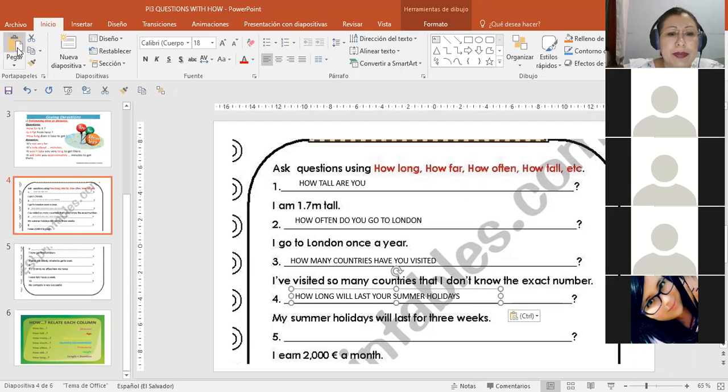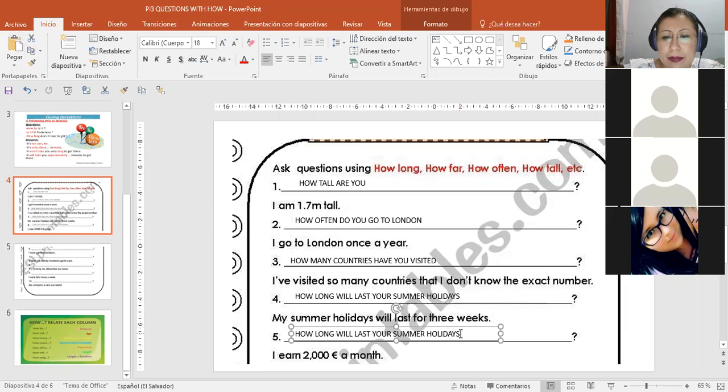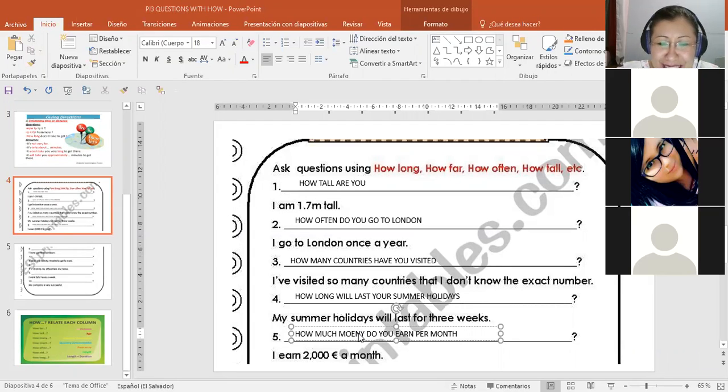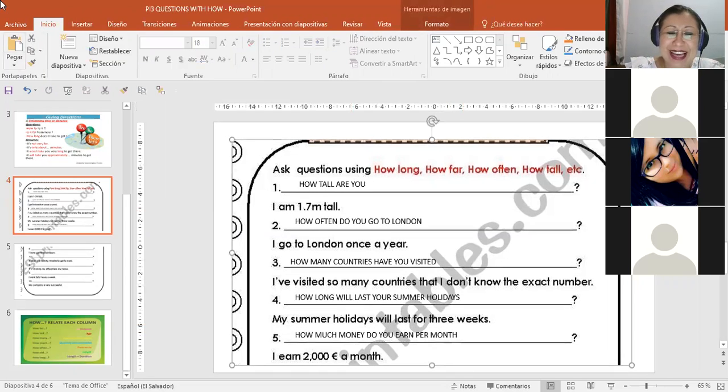Okay, Noé. Number 5, how much money do you earn per month? I want that salary. Yes, all of us. Yeah, we will be very happy. Okay, very good. So let's repeat.